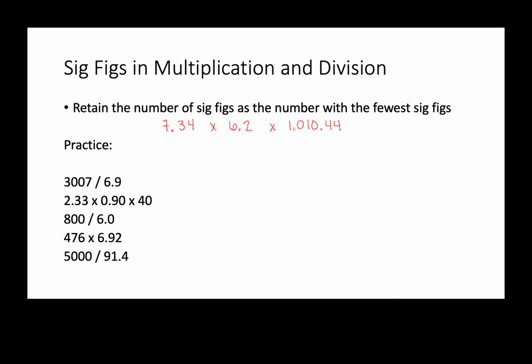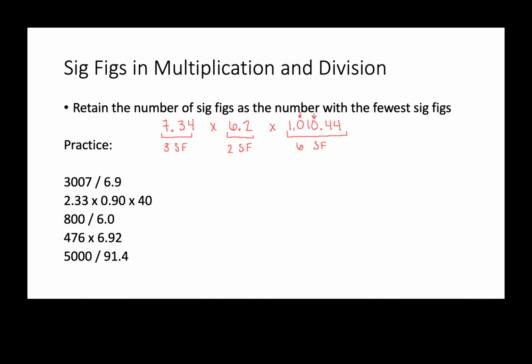So this first number here has 3 sig figs. All 3 are non-zero numbers, so they're all significant. 6.2 has 2 sig figs, again, all non-zeros. And then finally, we have this number here. So this one's a little bit more confusing. We have 4 non-zero numbers, and then we also have 2 interior zeros. Remember that interior zeros are significant, so that means that this value has 6 significant digits, or 6 significant figures.